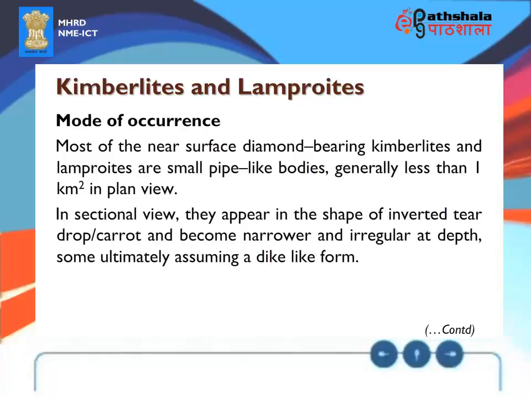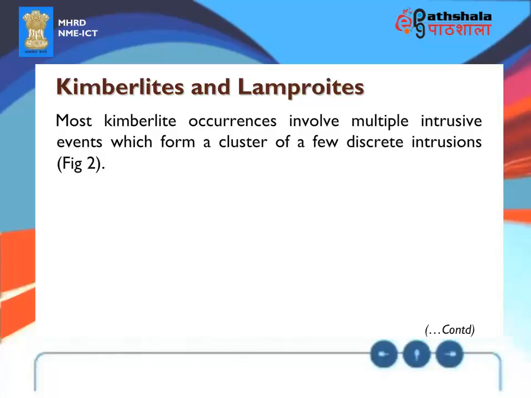Mode of occurrence. Most of the near-surface diamond-bearing Kimberlites and Lamproites are small pipe-like bodies, generally less than 1 square kilometer in plan view. In sectional view, they appear in the shape of an inverted teardrop or carrot and become narrower and irregular at depth, some ultimately assuming a dike-like form. Most Kimberlite occurrences involve multiple intrusive events which form a cluster of a few discrete intrusions, as shown in Figure 2.